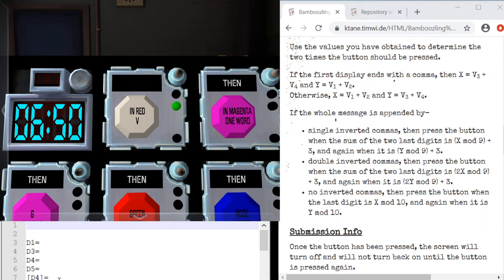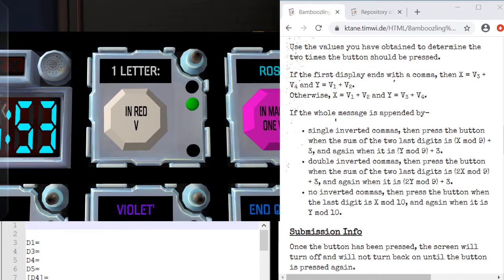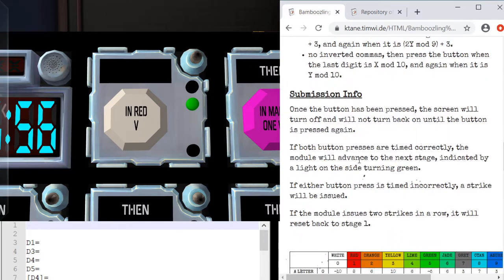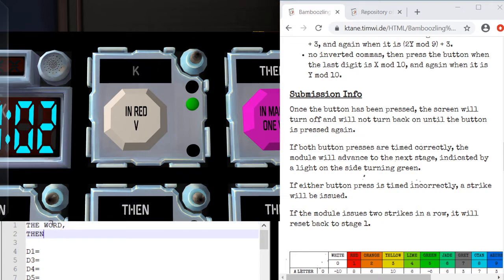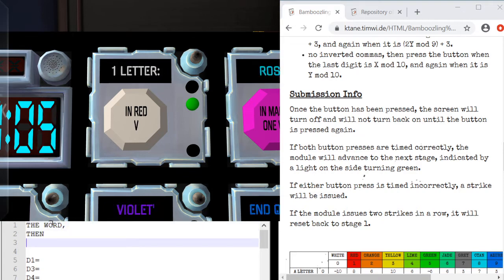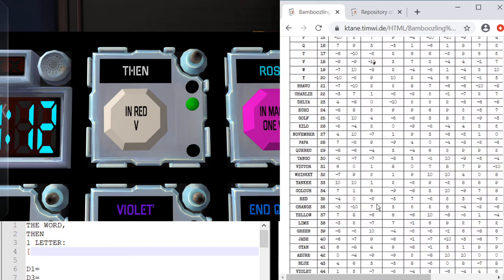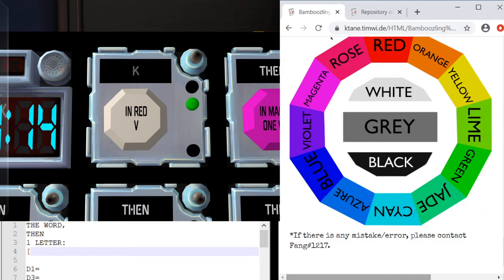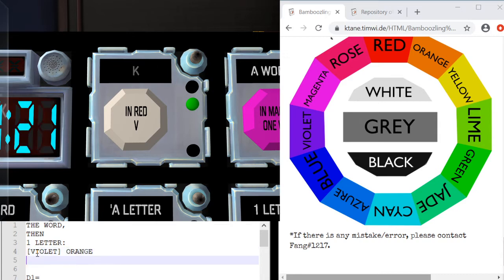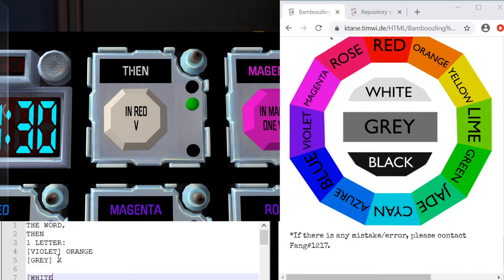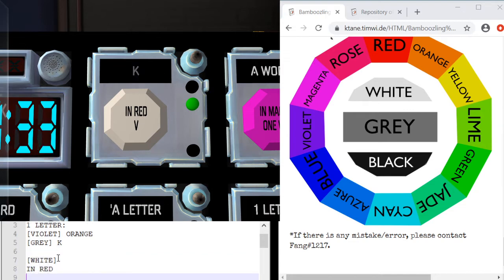So, in this case, it says the text is the word, comma, then, catch this, one letter, colon, the color for this one is violet, and it says orange, and the fifth line of text is gray, and it says K. The button is white, and it says in red and V.